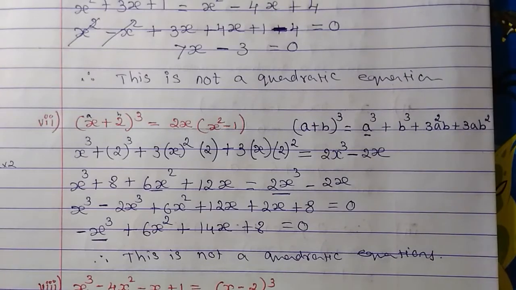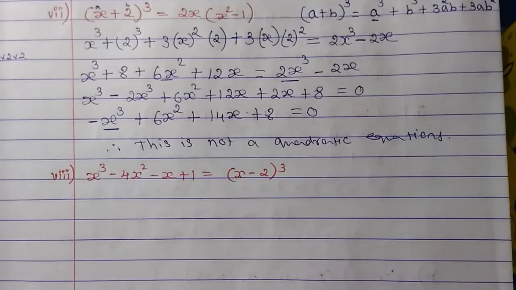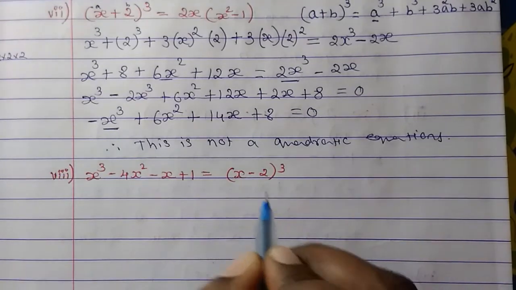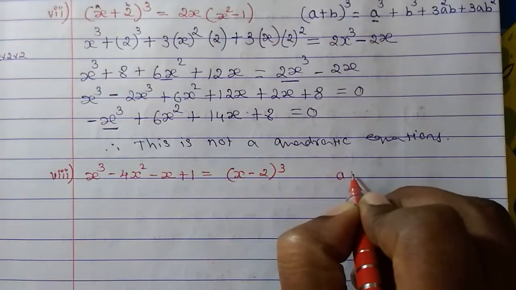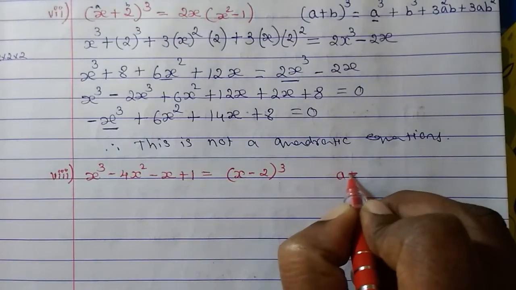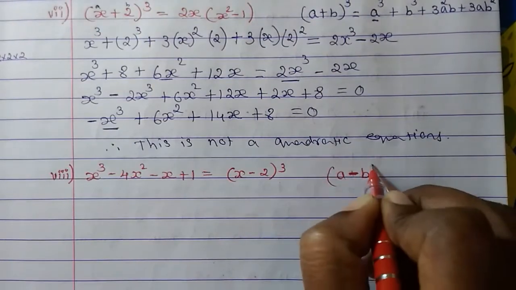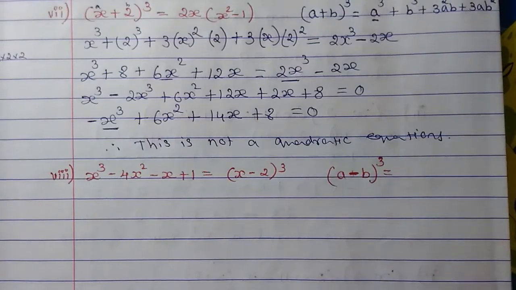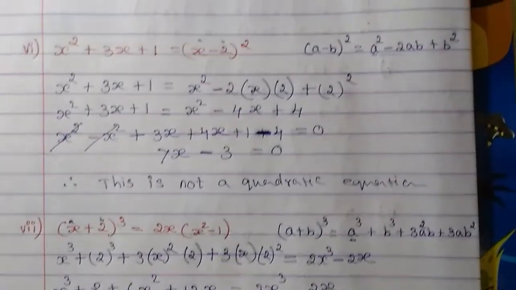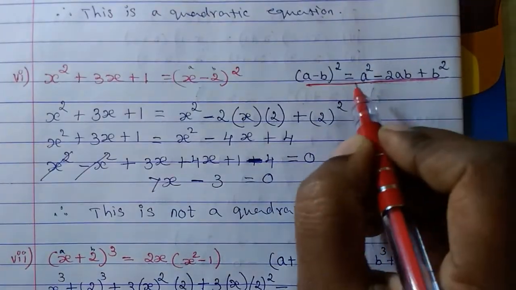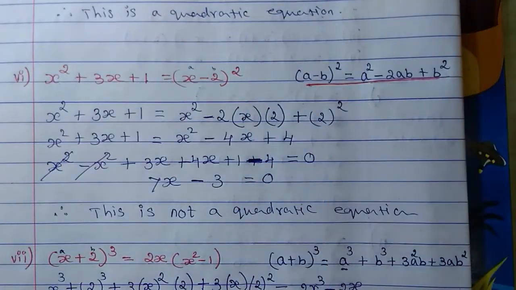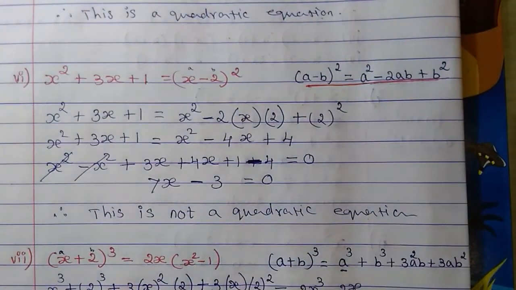Is it clear? Now let's see the 8th part of the sum. So here also you have the identity you have to use, that is a minus b whole cube. Now I told you here how to do. Same way you have to use it. Sorry, not here. Cube where we used? Here.